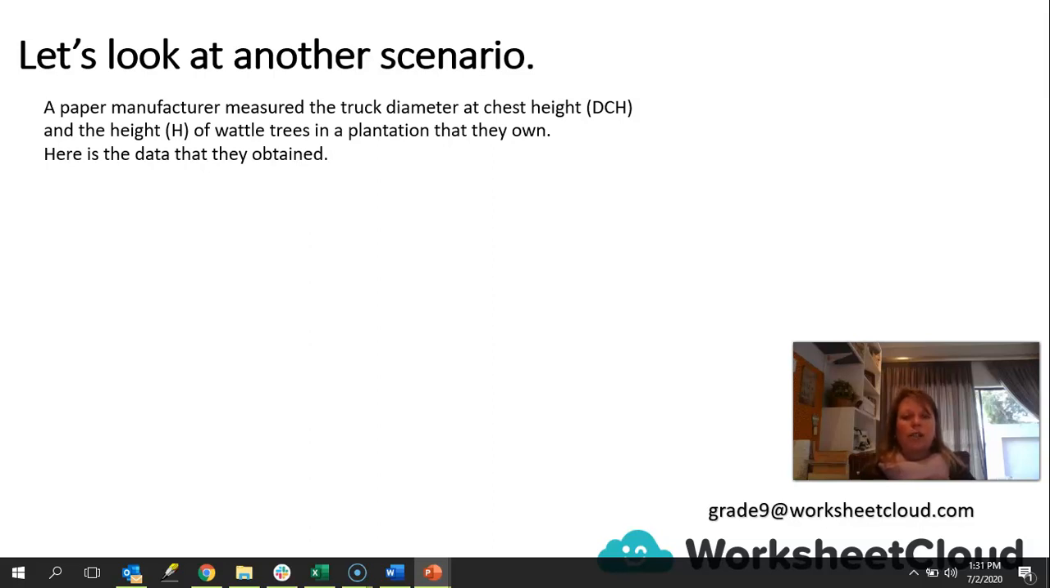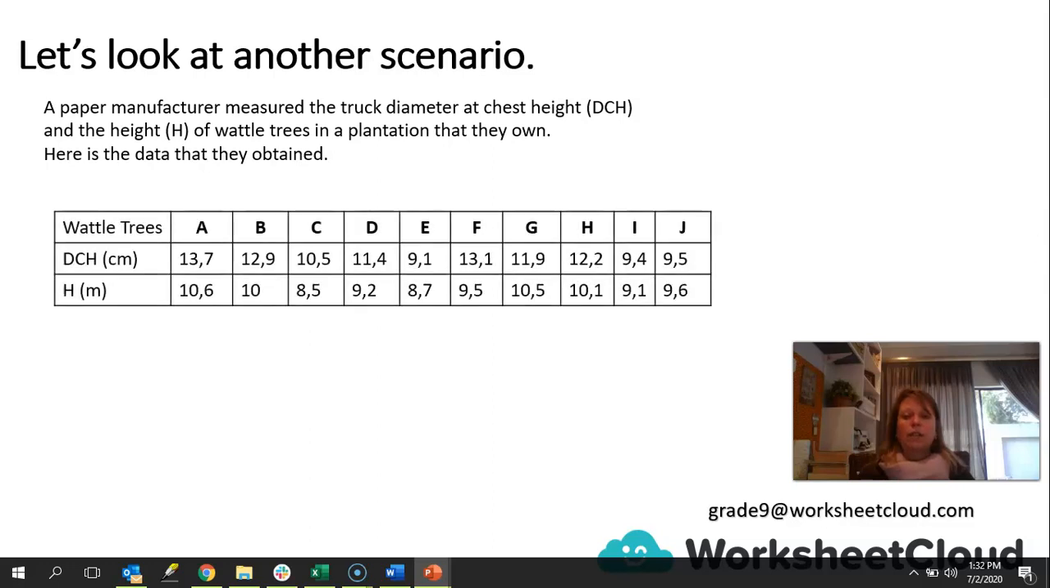So is there a correlation between how high it is as to how wide it is at chest height? And chest height would actually be a person's chest height. So generally you'd have to use the same person to walk around and measure the wattle trees. Okay, so they did this in a plantation that they own, and here's the data that they obtained. So there's the table. Again, the wattle trees are random trees. They are just labeled A to J again, and DCH, remember, is diameter at chest height, and that was in centimeters, but the height of the wattle tree was measured in meters. And in this case, it really doesn't matter that it's actually different units of measurement.